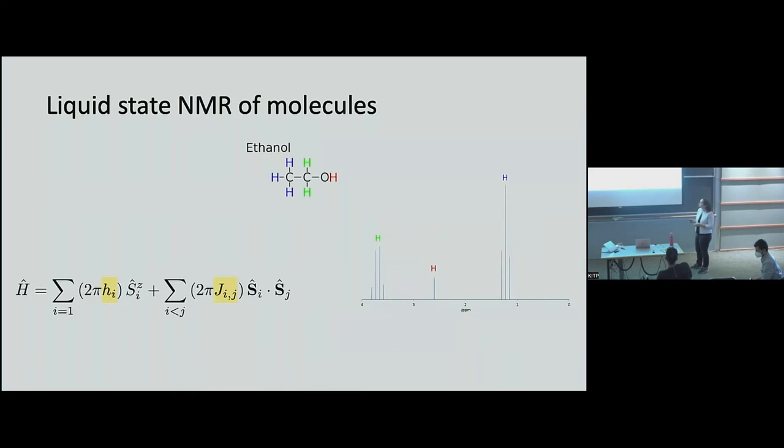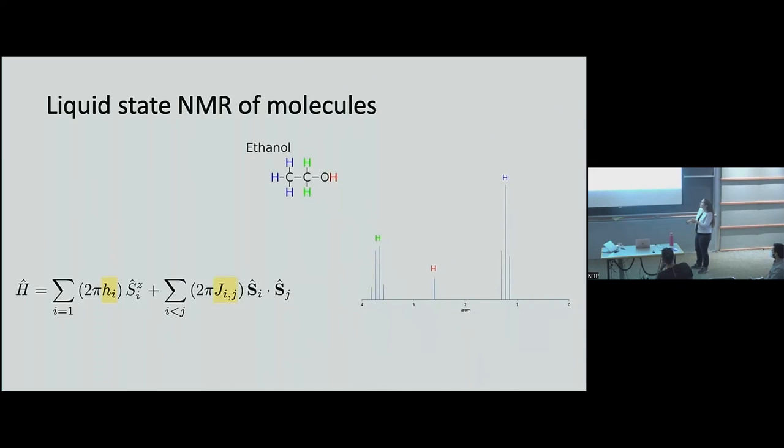And this evolution is of course determined by the Hamiltonian, which is a simple spin-spin interaction plus some kind of magnetic field term. So all of these things go together: if you know the structure, you can know the Hamiltonian and the spectrum.